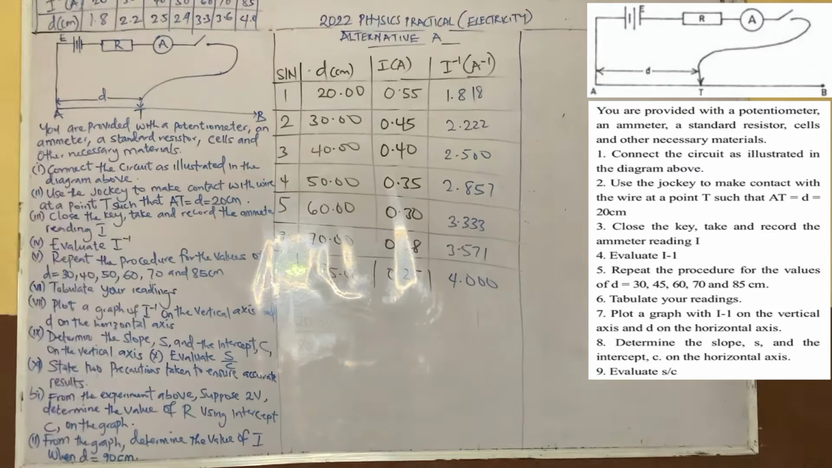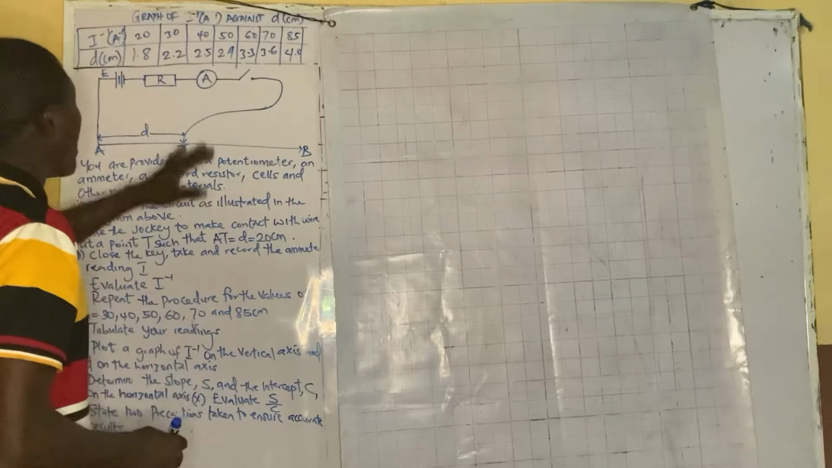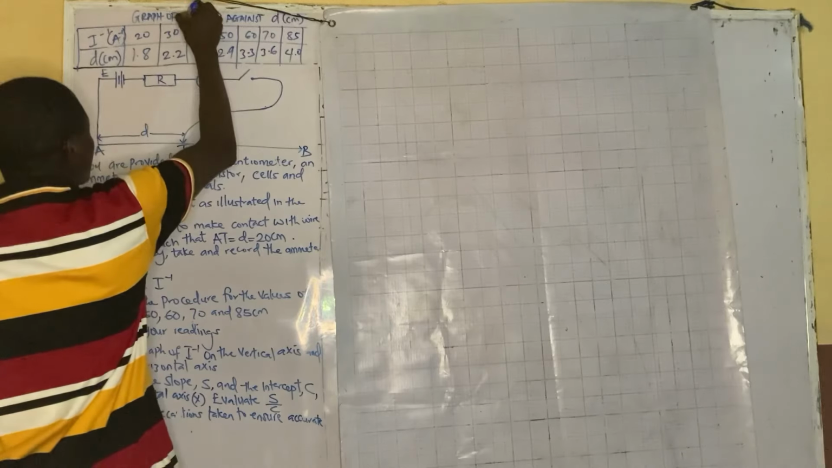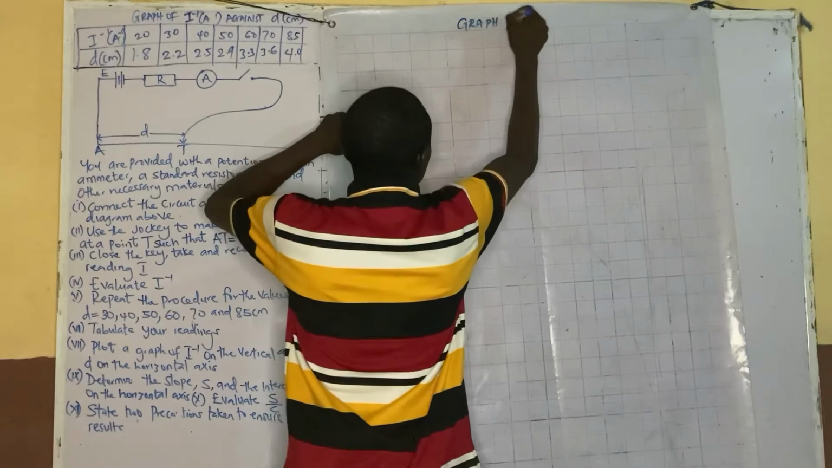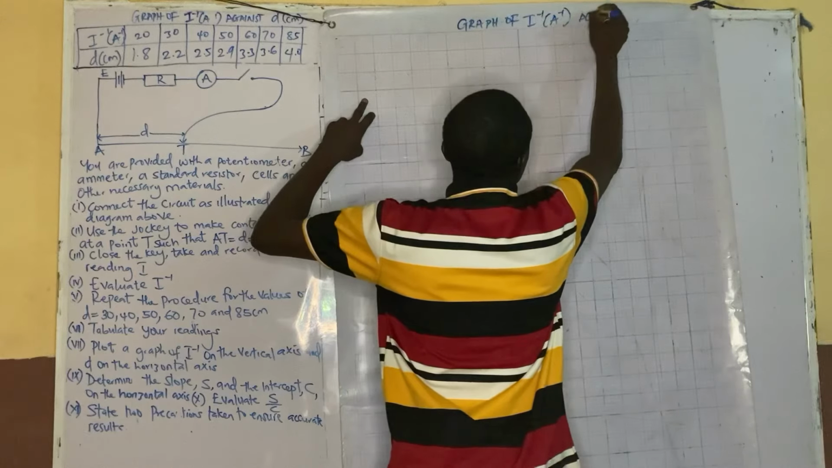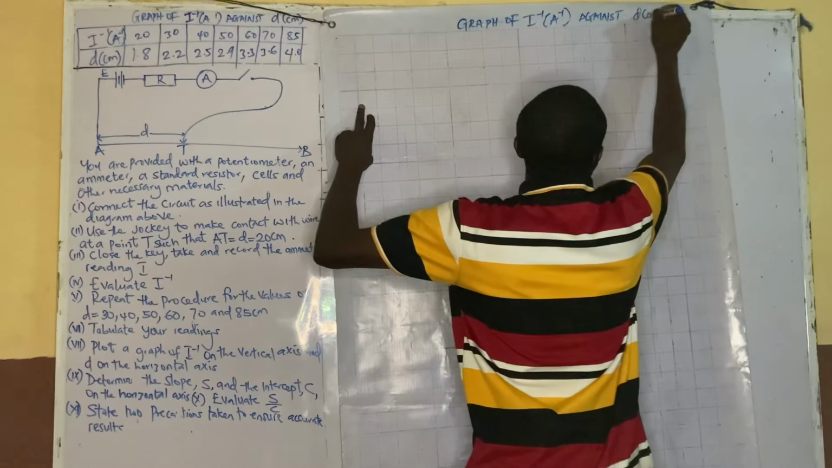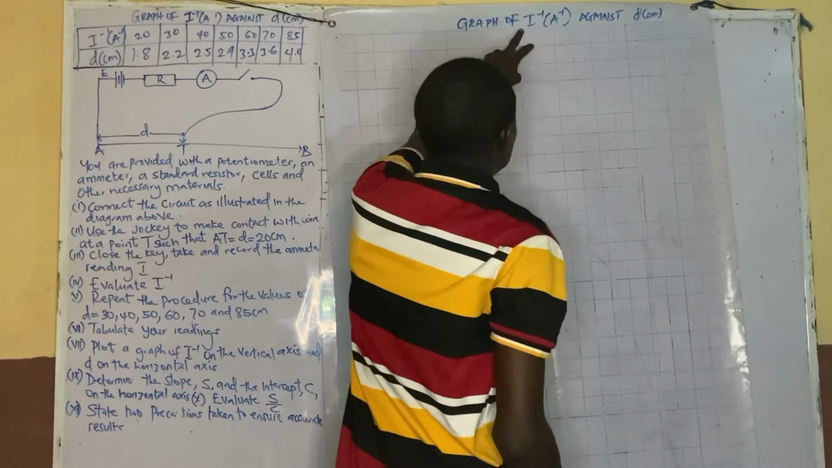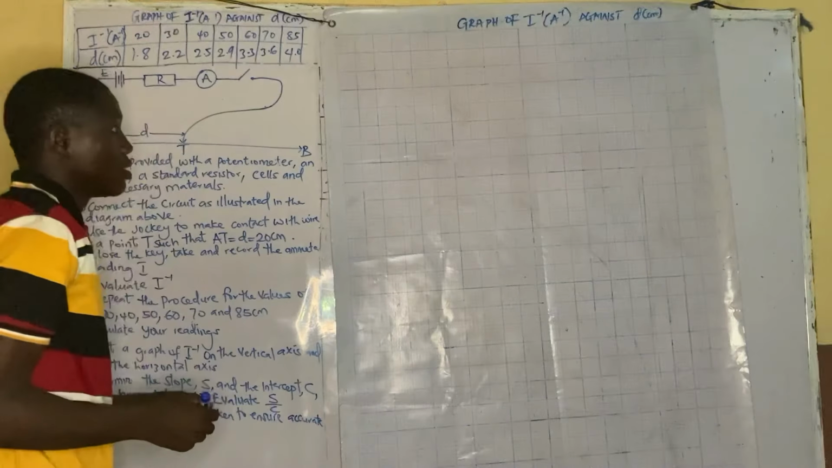Having found our table of values, we have to plot the graph of I inverse, in ampere inverse, against D, in the bracket centimeter. So we have to plot the graph of I inverse against D centimeter. The first thing you need to do is to choose your scale.